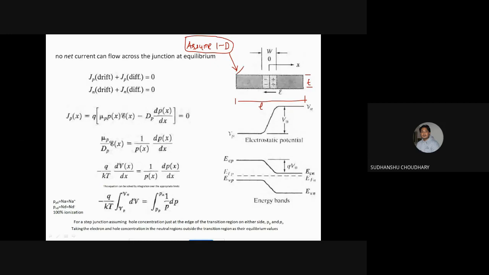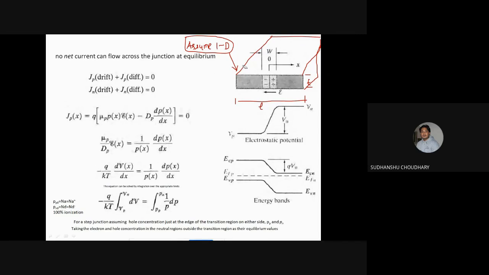Obviously it's a 3D device, so one can extend the other dimensions to make a device in this shape, where the area of this device, that is this area, is much larger in comparison to the length and the thickness. That is how we assume that it's a one-dimensional device.